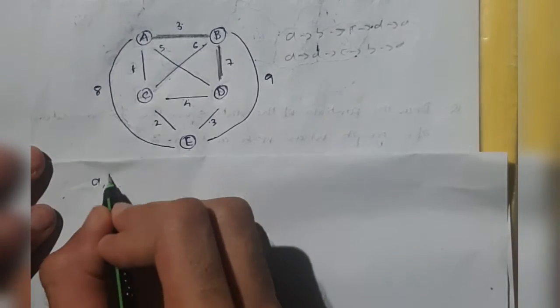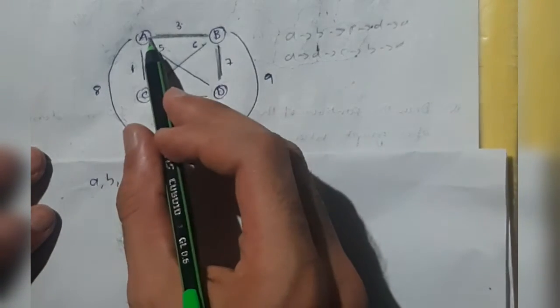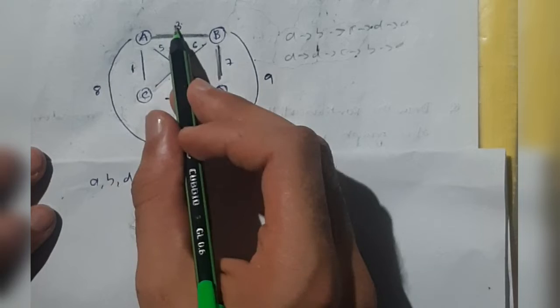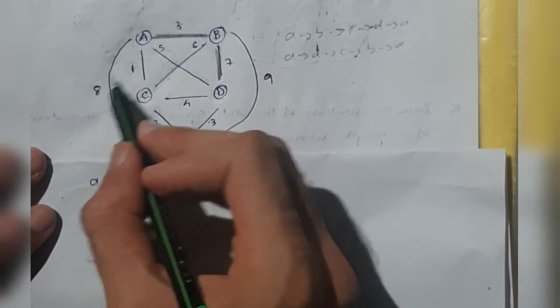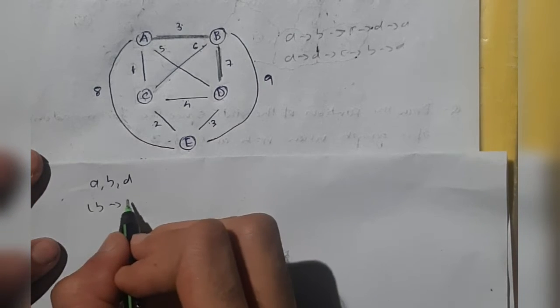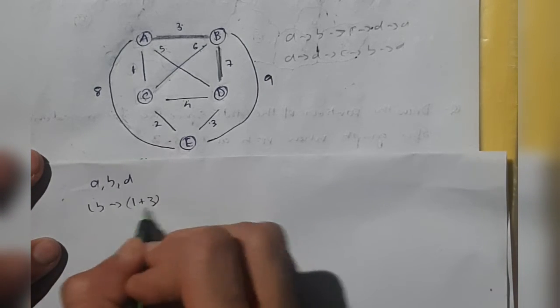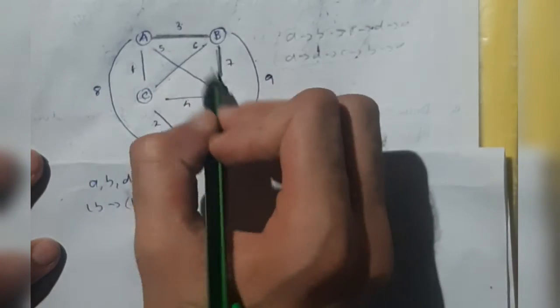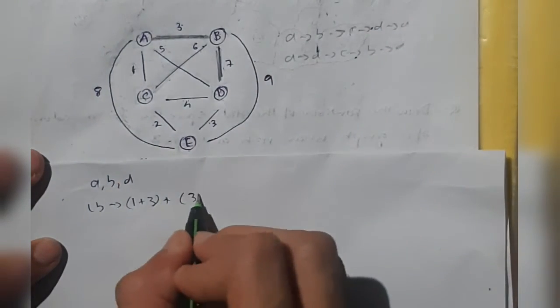Now see, to A, B, D. From A we have to select 2. 3 is compulsory, so the next least among 8, 1 and 5 is 1. So it will be 1 plus 3, plus from B it is 2 compulsory here, 3 plus 7.